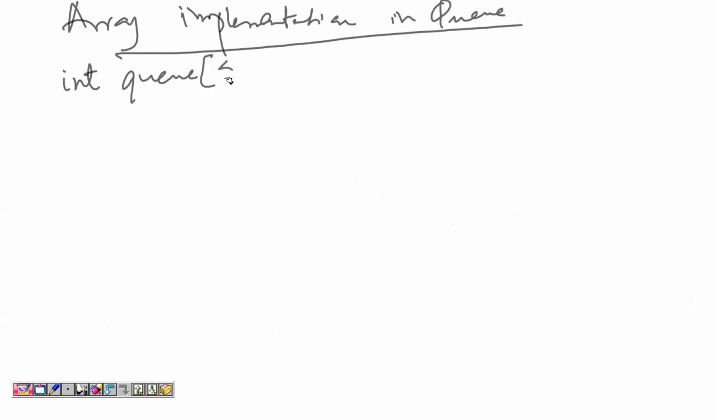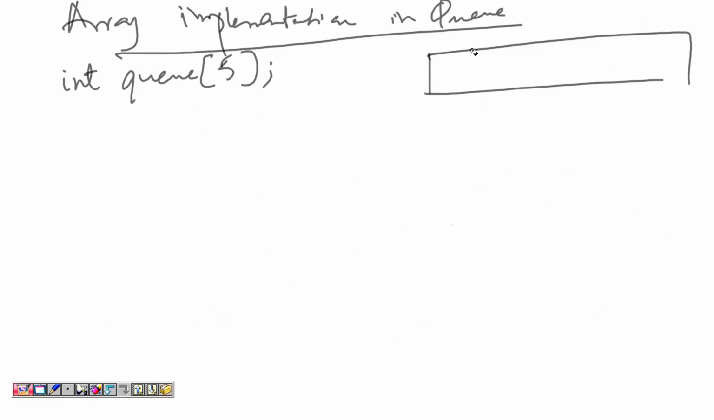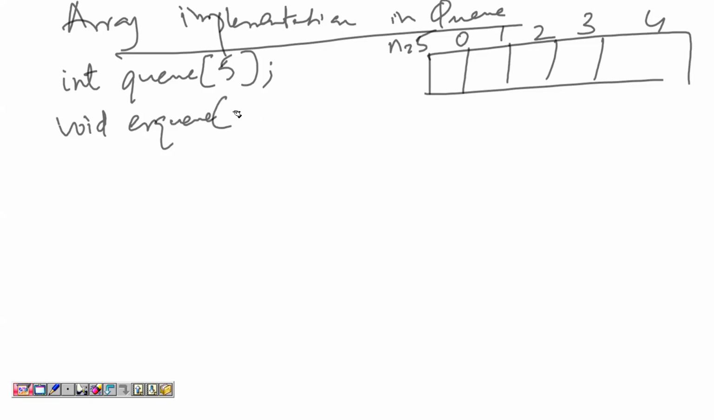Okay, let me consider 5 elements. Now my array is this one: 0, 1, 2, 3, and 4. Here n is 5, the total number of elements. Now what I have to do? Initially I need to declare a few methods, that is void enqueue, with no return type, void dequeue, and next is void display.